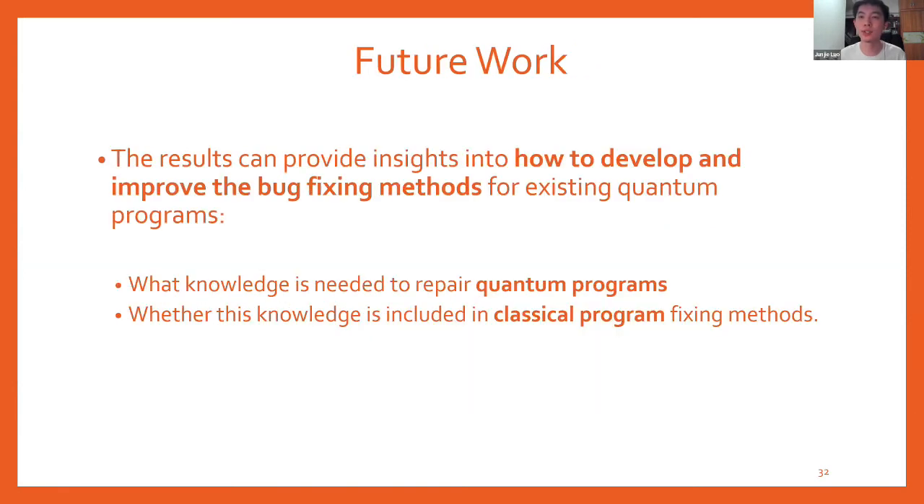As guidance for future research, the results can provide insights into how to develop and improve the bug-fixing method for existing quantum programs. For example, what knowledge is needed to repair quantum programs and whether this knowledge is included in classical program fixing methods. In addition, the results also show the potential regarding the application of existing automatic fixing methods in quantum programs.